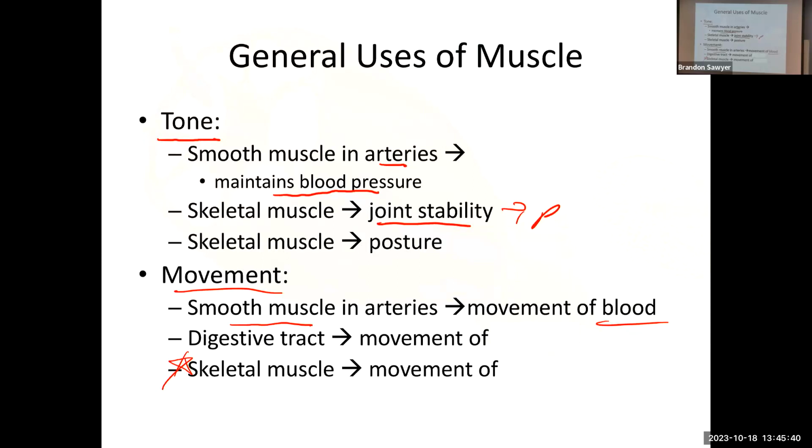When it comes to our digestive tract, we've got smooth muscle lining it. Contraction happens in these wave-like patterns called peristalsis, which pushes food through our digestive tract and moves it along. And then obviously skeletal muscle is moving our joints, moving our body. Questions or comments about any of this so far?